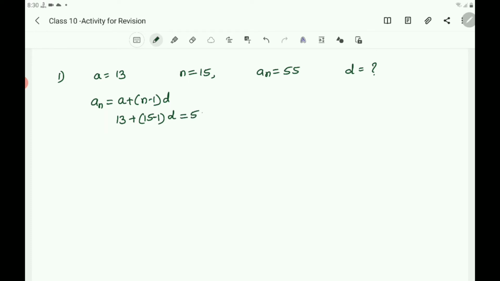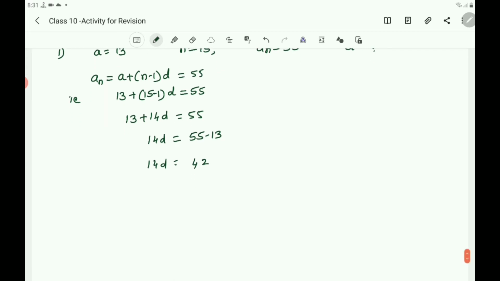That equals 55. Here an is 55. So you write that is 13 plus 15 minus 1 into d equals 55. So you got 13 plus 14d equals 55. Then 14d equals, you transfer this 13 to RHS, then it becomes 55 minus 13. Right? 55 minus 13. And 14d equals 5 minus 3 is 2 and 5 minus 1 is 4. So you got 14d equals 42.